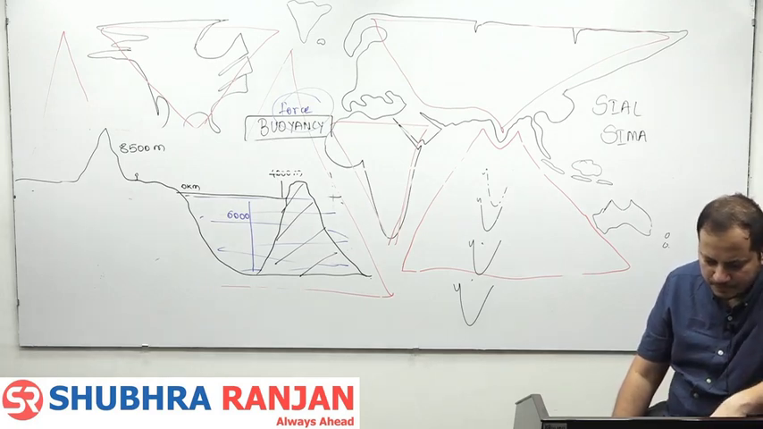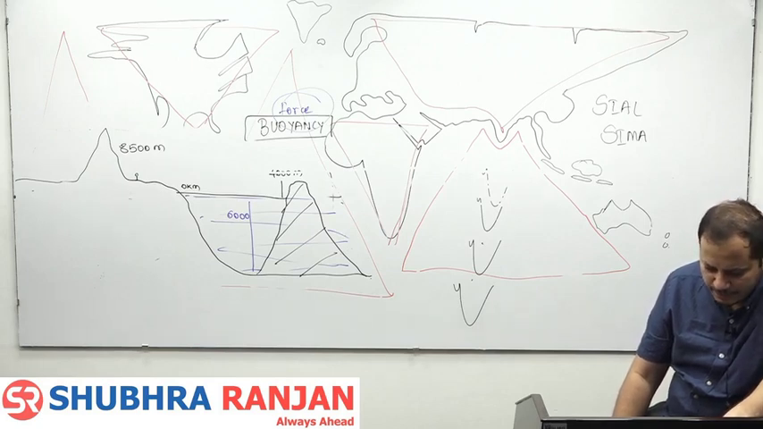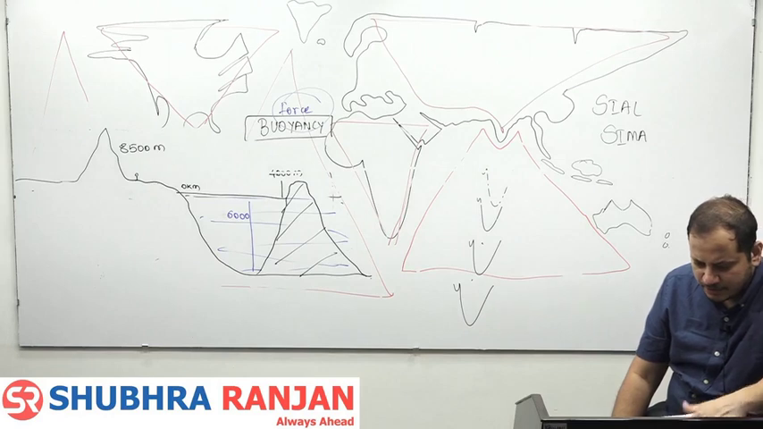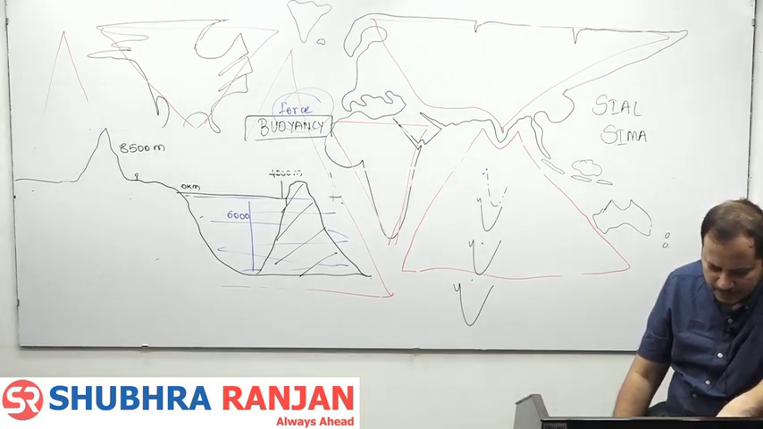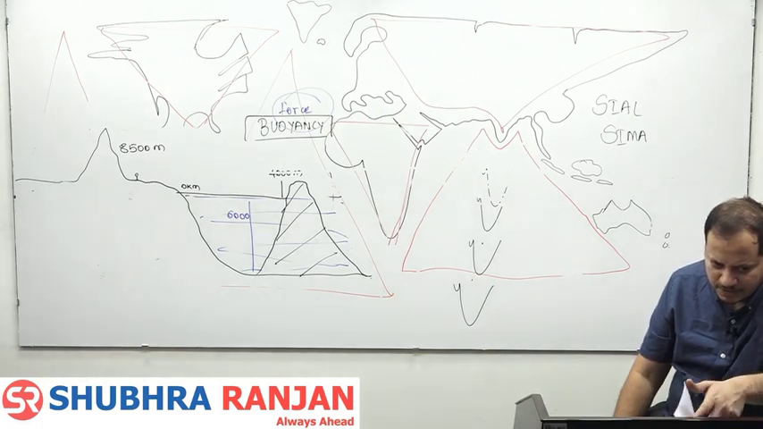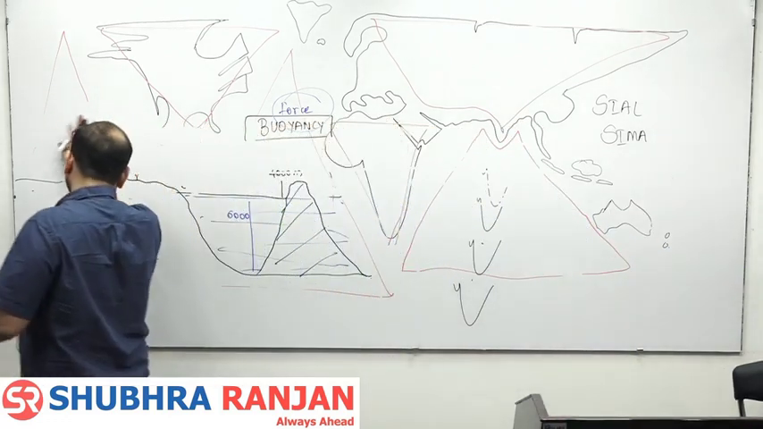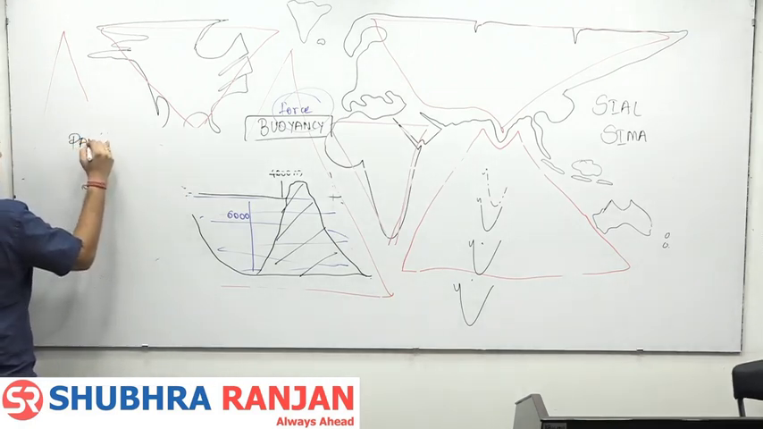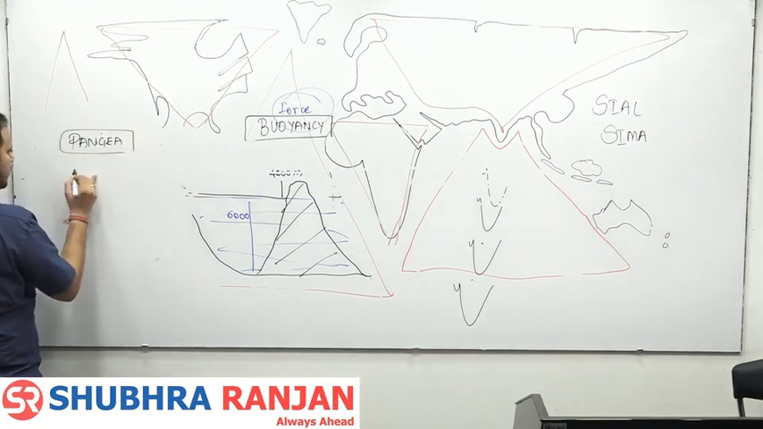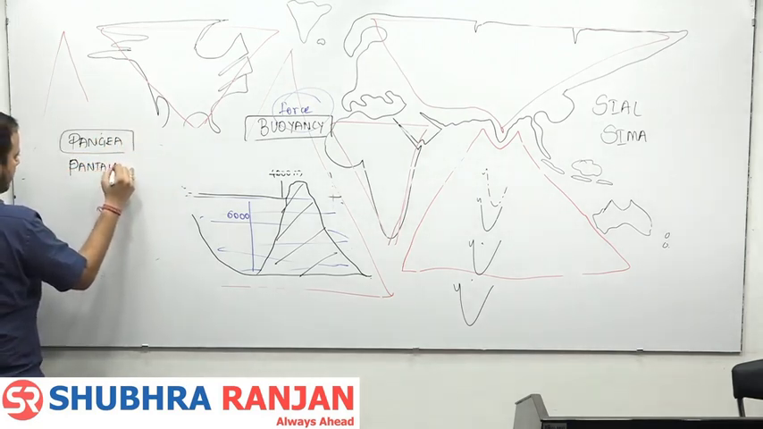According to Wegener, drift started in the Carboniferous period, due to the breaking of the major landmass known as Pangea, which was surrounded by a super ocean known as Panthalassa.